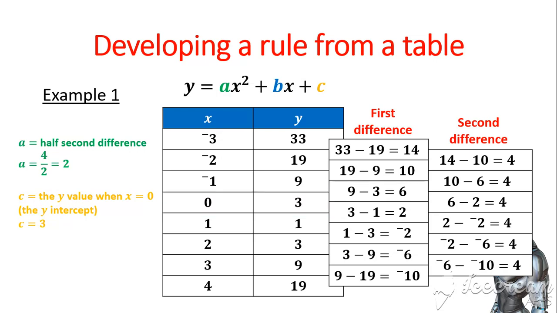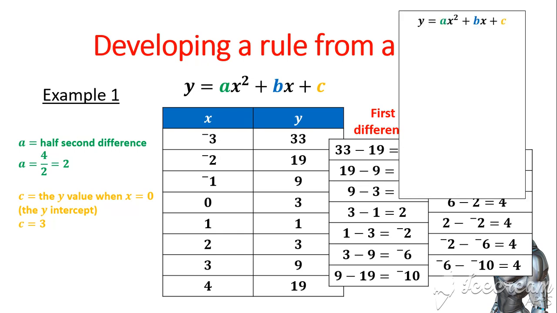We've got a and we've got c. The only number left is b. So how do we figure out what b is? Well, I have to do a bit of working. The way I like to do it, it involves a little bit of working. It's not much. We're going to write down the equation y equal to a times x squared plus bx plus c, and we're going to fill in what we know so far. We know a is 2, so y equal to 2x squared plus bx plus 3, because we know c is 3.